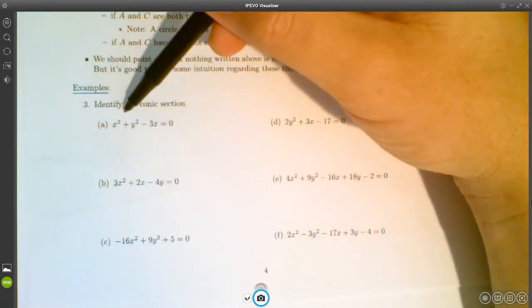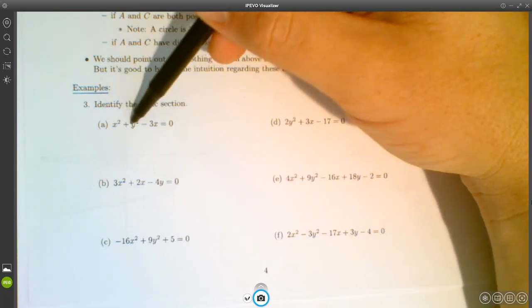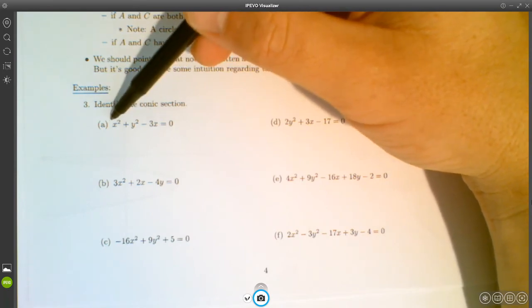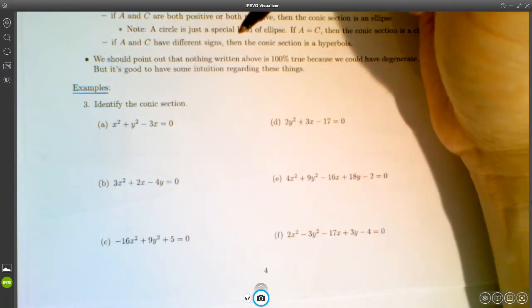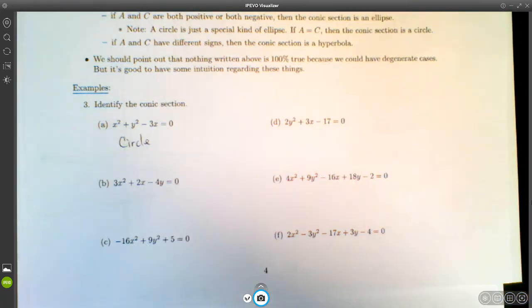So looking at part A, I have both an x squared and a y squared. So for sure this is not a parabola. The signs of x squared and y squared are the same, right? They're both positive. So I know that this is not a hyperbola. Now the coefficients of x squared and y squared are the same number. So this must be a circle, right? This is a circle. That's really all I can say about it for now. It's hard to tell what the center and radius are without completing the square. But I know that it's going to be a circle. It's either a degenerate conic or it's a circle. Okay.